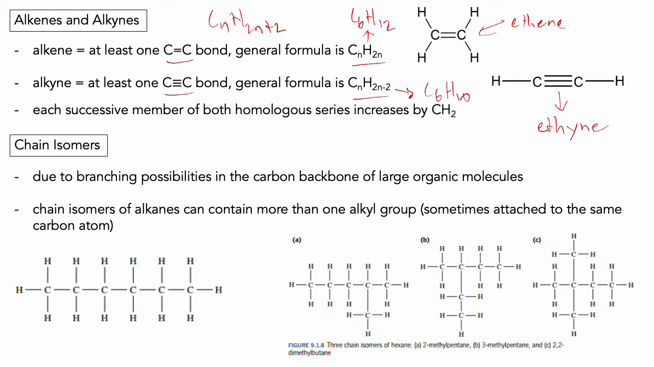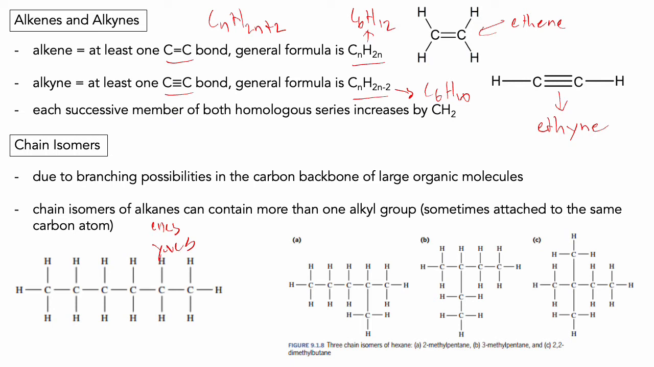We're going to look at some different types of isomers now. Chain isomers we've already had a look at, and we know that due to the branching possibilities in the carbon backbone of large organic molecules, you could arrange those carbon backbones in different ways. You also remember that this only starts from butane on, or butene or butyne. With 1, 2, or 3 carbons in a backbone, there's no other way you can arrange those to form a chain isomer, but from butene on, you can. So chain isomers of alkanes, alkenes, alkynes can contain more than one alkyl group, and sometimes they're attached to the same carbon atom, which we saw when we were naming our alkanes.